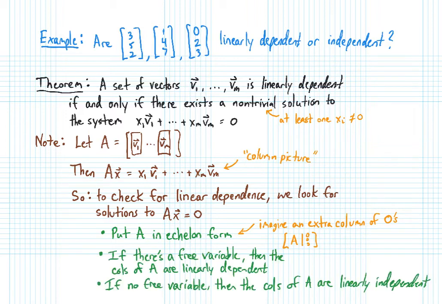And then you just have to look at where the pivots are. If there's a free variable, then the columns of A are linearly dependent, because that means you have more than one solution to the equation, not just the trivial solution. Whereas on the other hand, if there's no free variable, then only the trivial solution is there. And so the columns of A are linearly independent.